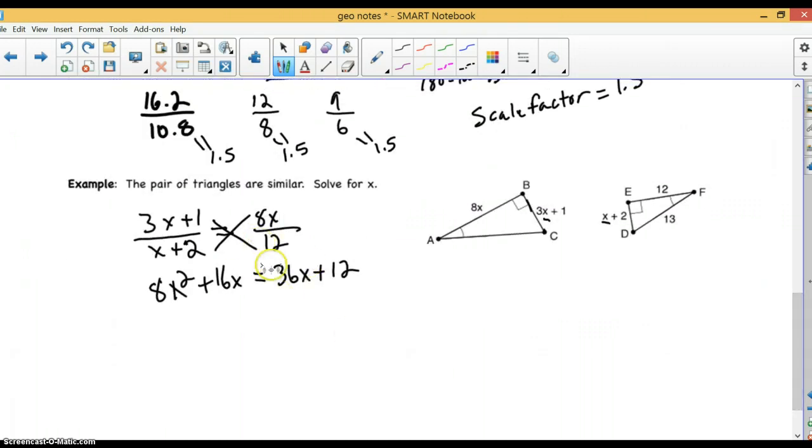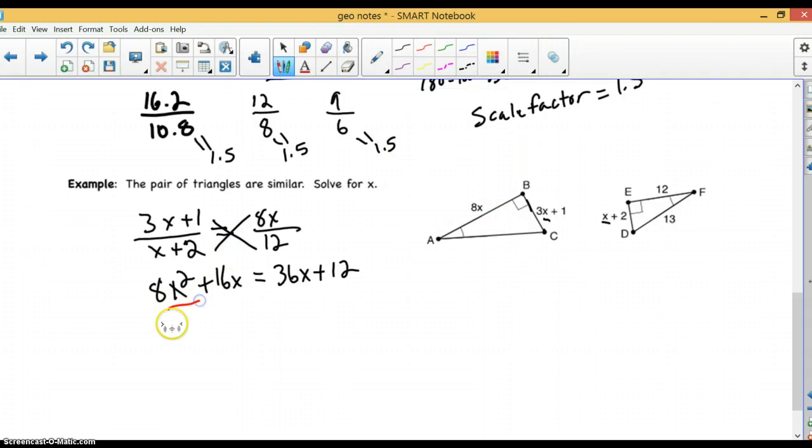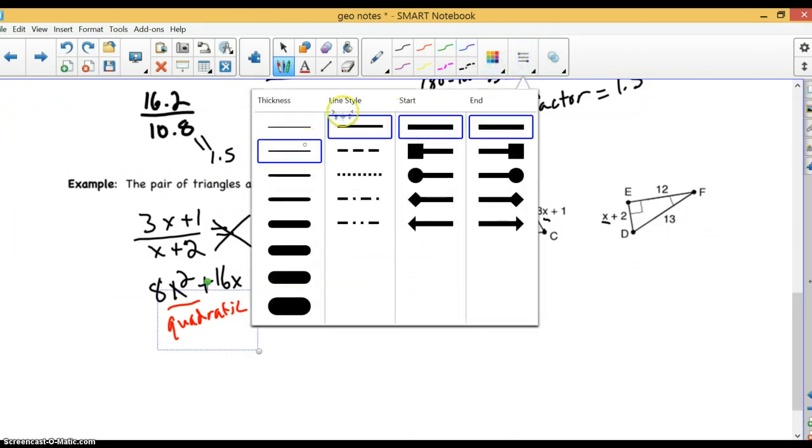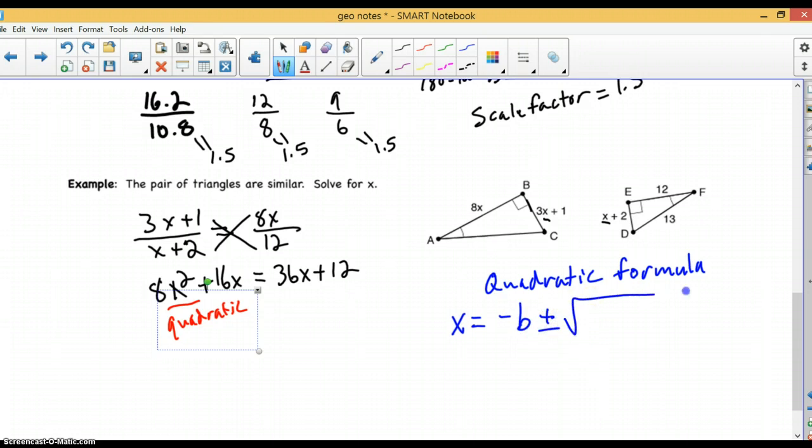Now we need to be able to solve this for x. From last year, we should be recognizing that x squared as a quadratic, and we're going to need to use our quadratic formula. Our quadratic formula is this: x equals negative b plus or minus the square root of b squared minus 4ac, all over 2a.